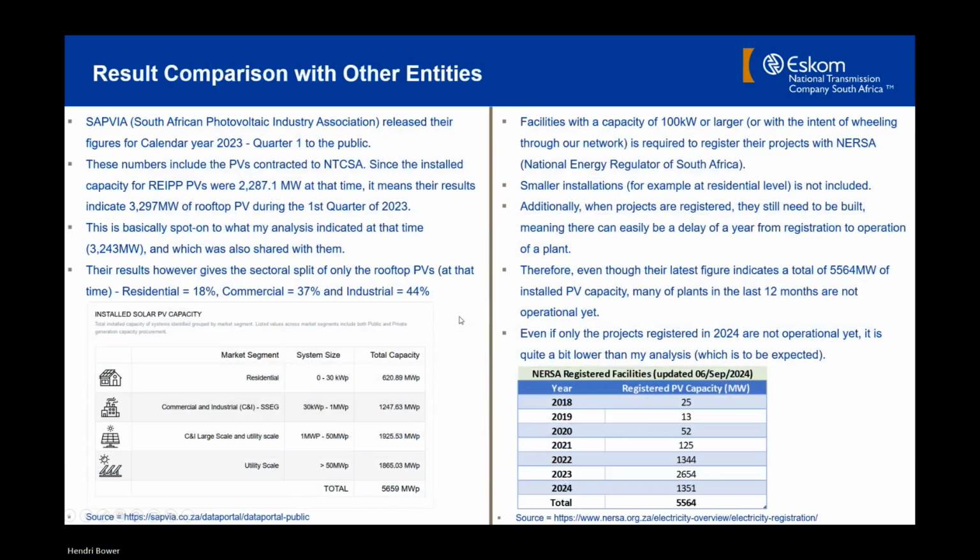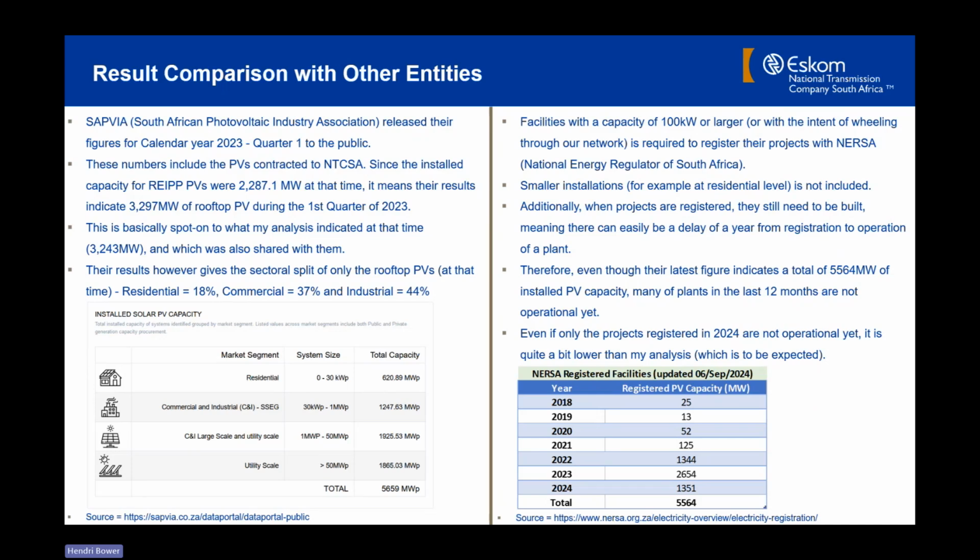Okay. So I just did a result comparison with other entities just to see how this fits in. Does the analysis make sense? How do others see this? What other work is being done? So first of all, I'll be talking about SAIEE. They released their figures publicly for calendar year 2023 quarter one. At that time, their numbers included the PV that's contracted to the NTCSA, in other words, the renewable IPPs.